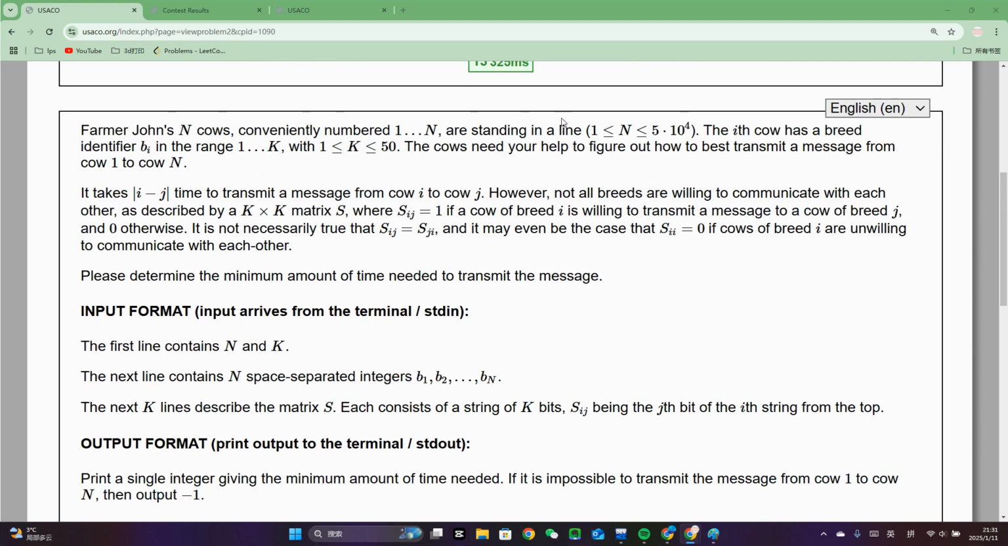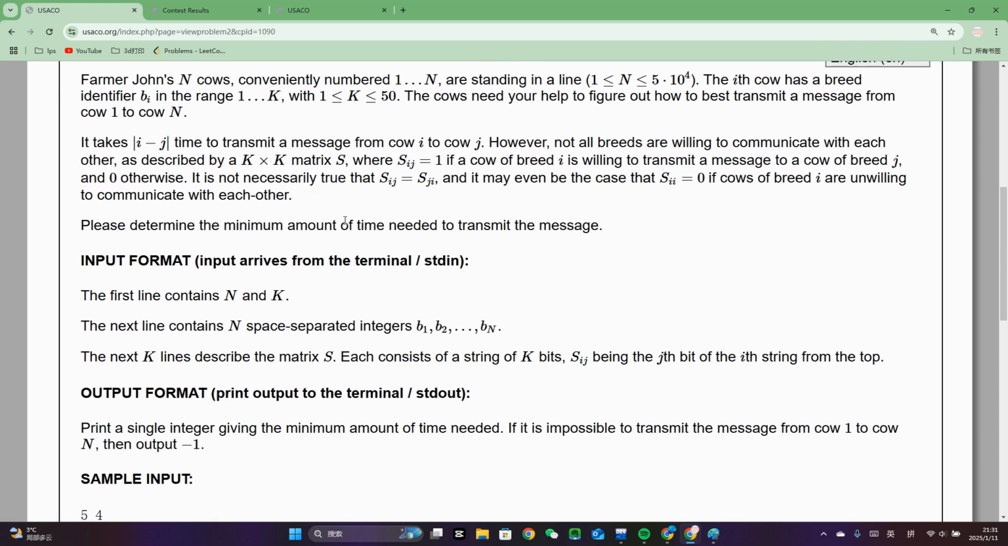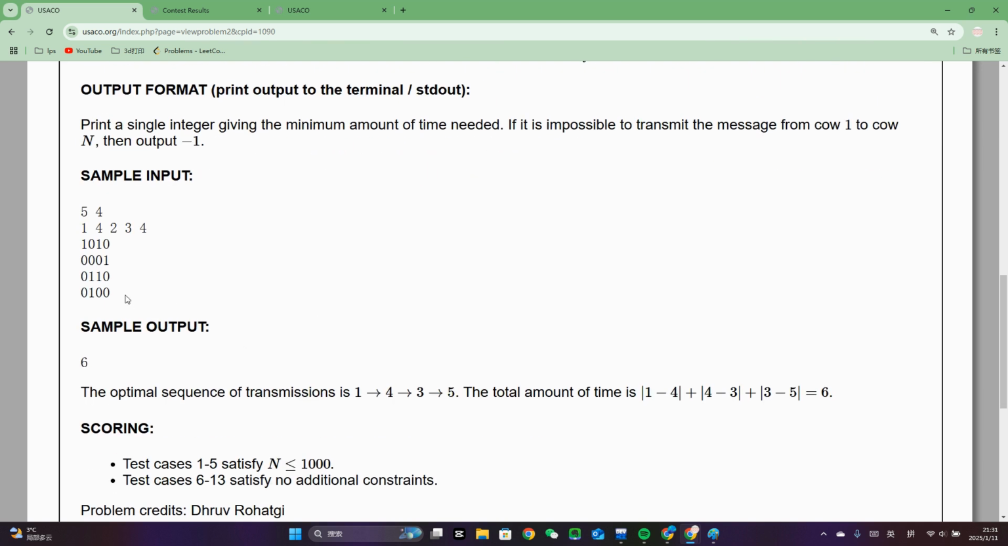All right. So basically, you have n cows again standing in a line, but this time n is only 5 times 10 to the fourth, and the ith cow has a breed, with the number of breeds being only 50. The 50 in this problem is actually not going to be that useful, but in the next algorithm, layered graph shortest path, the 50 is really important. But in the method we're using today, it doesn't actually matter. So we have k breeds, and whether breeds i and j are willing to communicate with each other is given by a matrix.